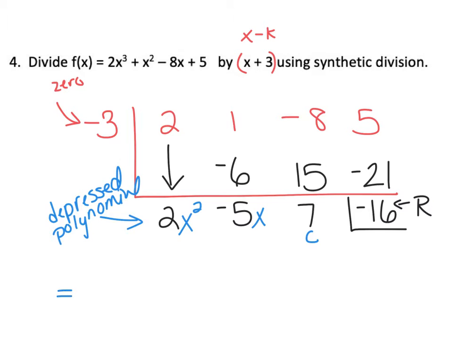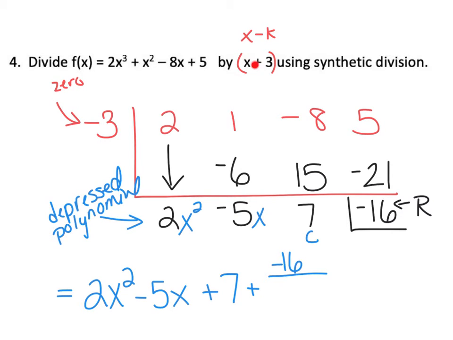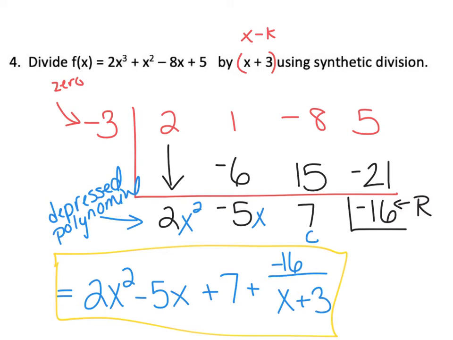So this is equal to 2x squared minus 5x plus 7 plus my remainder of negative 16 divided by the divisor, which was given right here. It's x plus 3. All right, that's my entire quotient. Hoping you think this is easier than the long division.